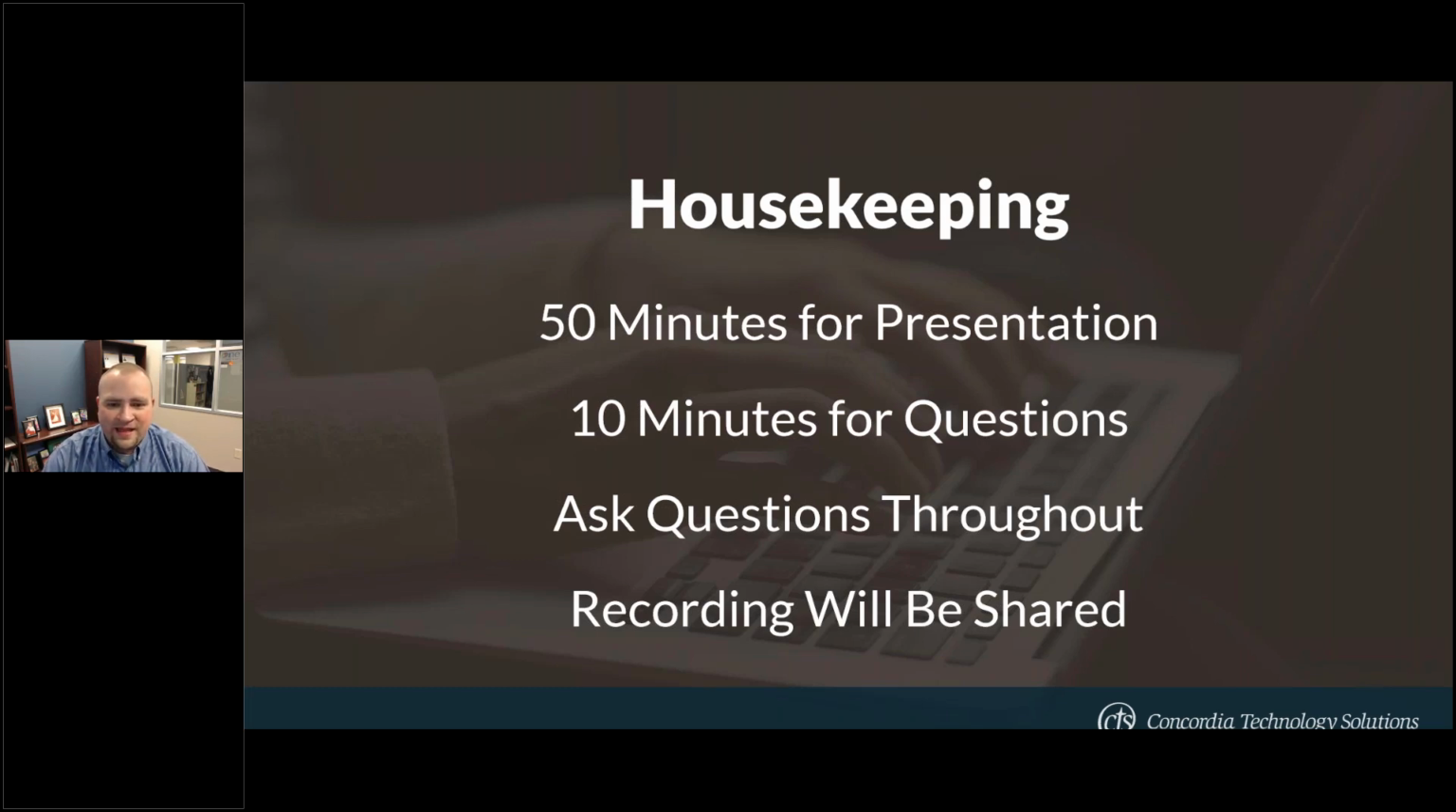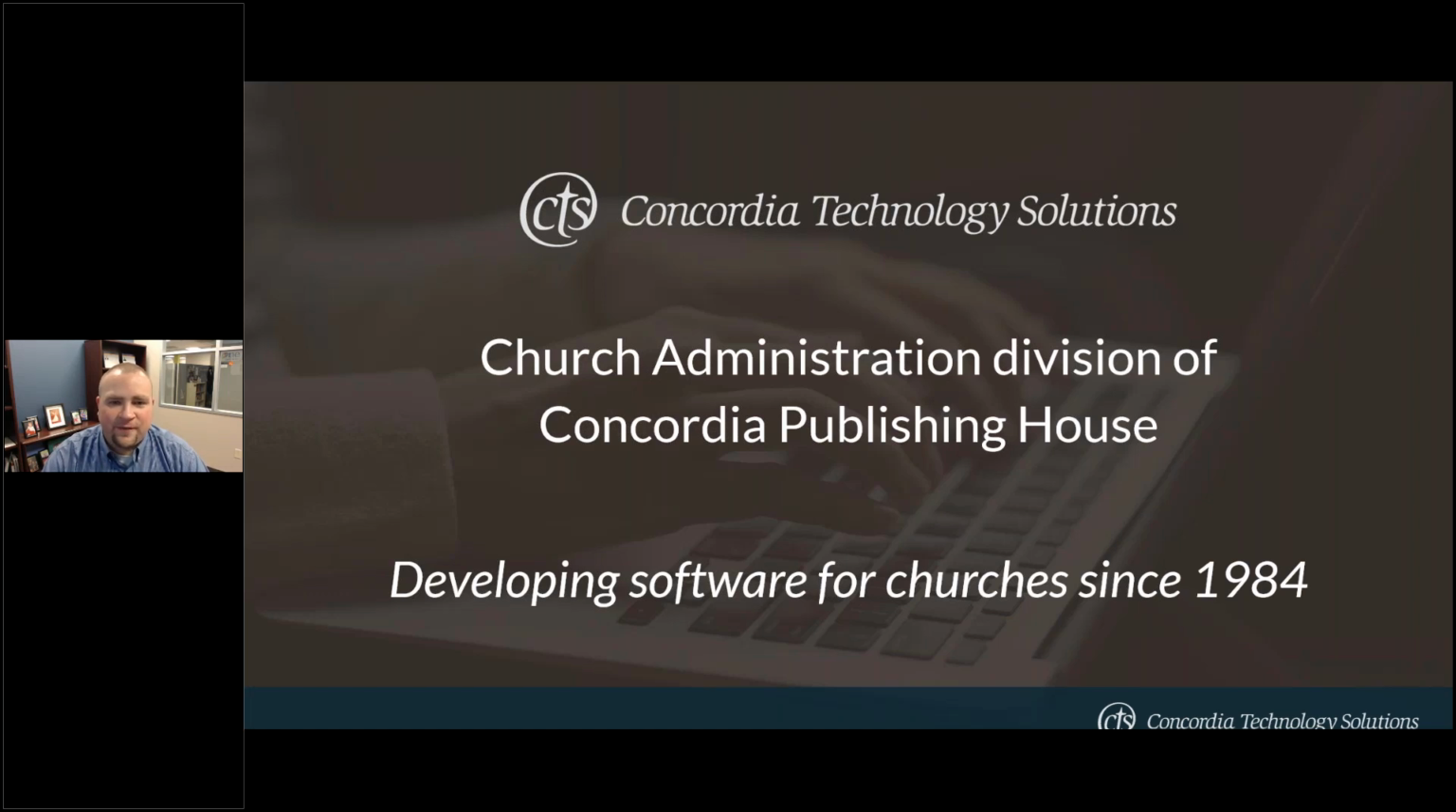A little bit about our organization. I mentioned I'm the Senior Manager of Concordia Technology Solutions. We are the Church Administration Division of Concordia Publishing House. We've been producing software for churches since 1984, which is a very long time ago in the world of software. Back then you only had those green screens and MS-DOS and all that fun stuff. So we've come a long ways, and Church360 Unite is one of our latest and greatest products. It's not brand new, but it's fairly new in the broad scope of things.